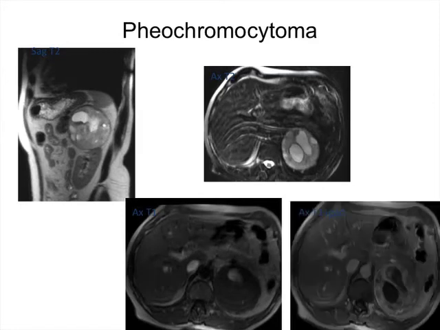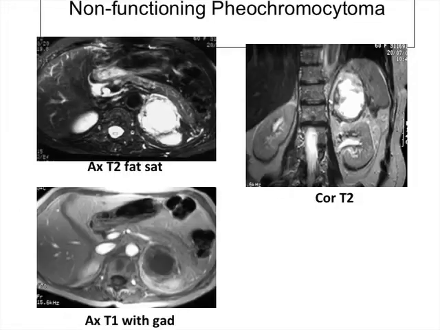And then the key thing that we look for, it's unfortunate there's a white background here, is intense enhancement, and it's often heterogeneous in the solid elements of the tumor. Obviously, the cystic areas will not enhance.